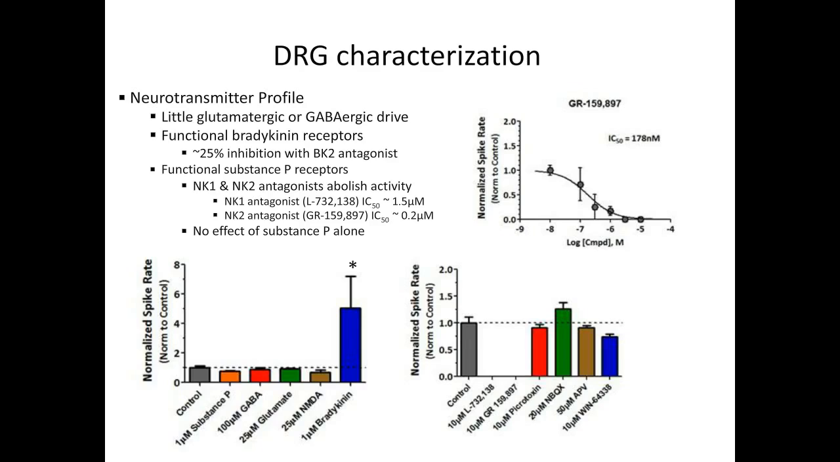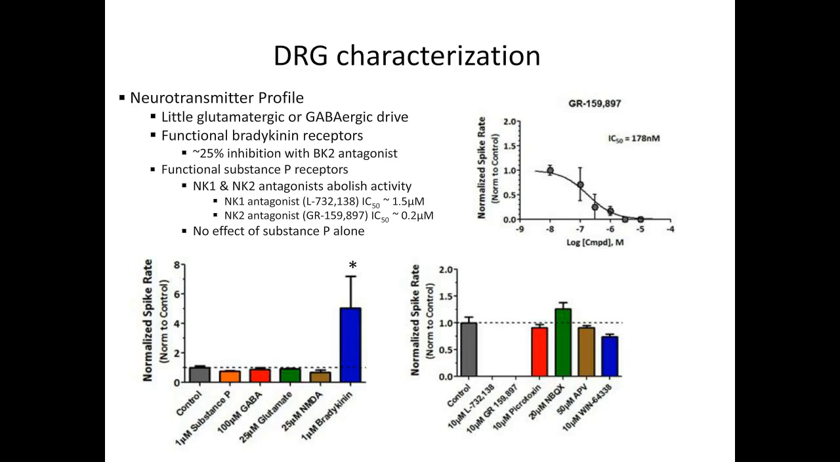The correlate to this, looking at the antagonists for these receptors, if we focus on the red, green, brown bars right here. Again, this lines up nicely with no effect of actual GABA, glutamate, or NMDA application. We similarly do not see an effect of those respective antagonists for those receptors. What was interesting though, we used some neurokinin 1 and 2 antagonists, which actually completely abolished activity, as you can see here. So it looks like substance P is a neurokinin ligand.